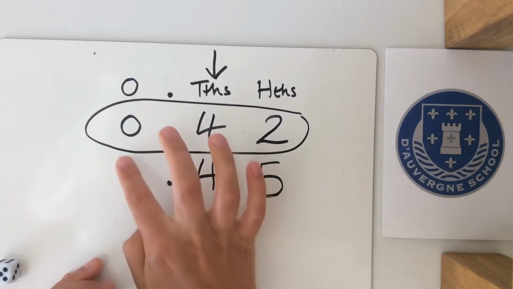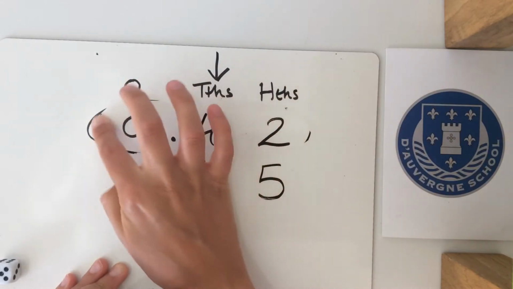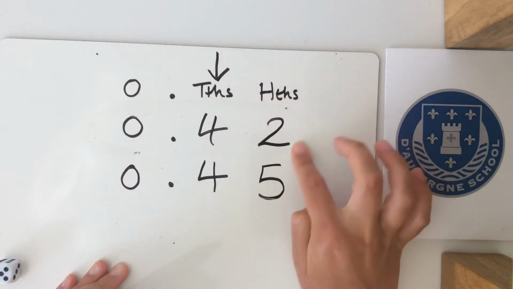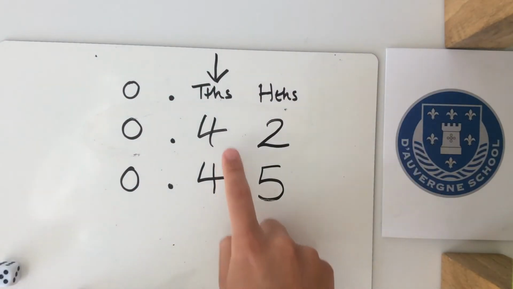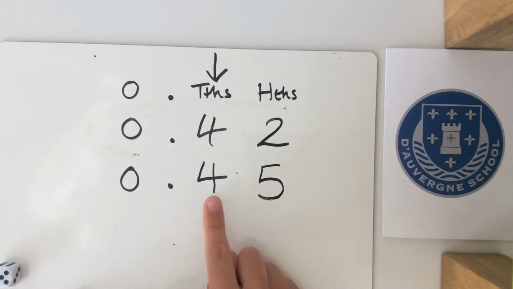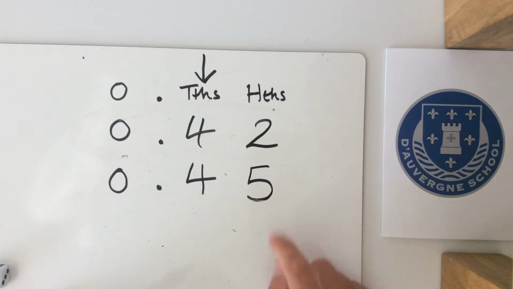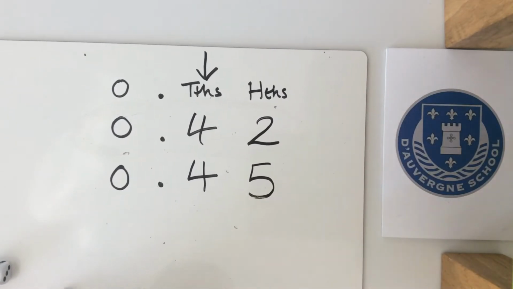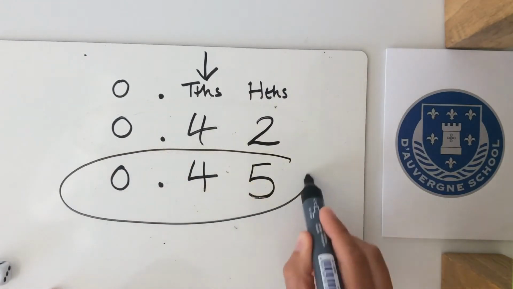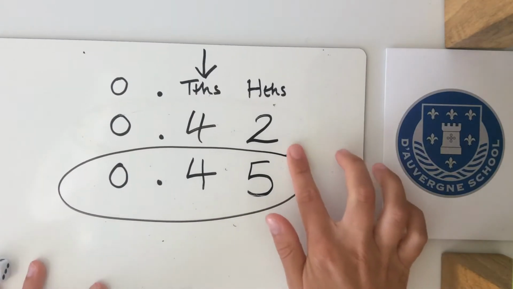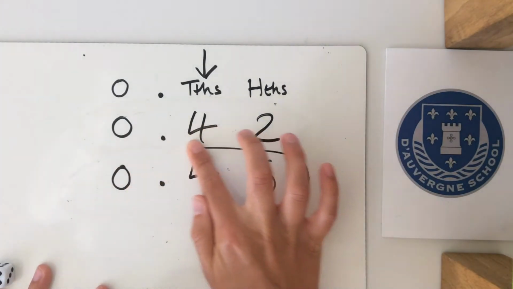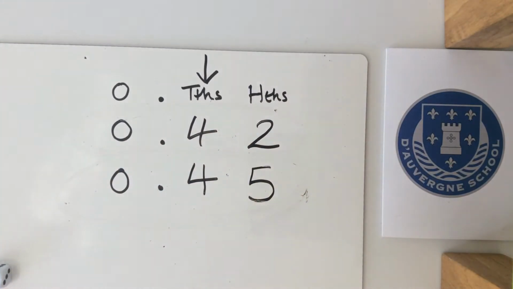Okay, if we had a 4 in this column, we still look at the tenths column first, okay, to compare which one is bigger and smaller, but they've both got the same number. So that means they have the same amount of tenths. So that's when we'd look in our hundredths column and see which one has the most hundredths. So then this one would be bigger. But we always look at our tenths column first.